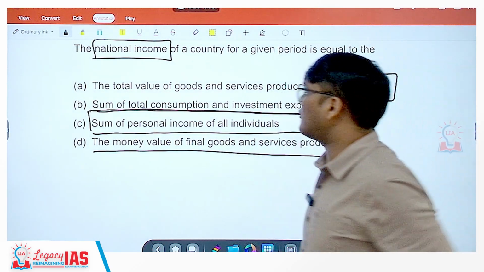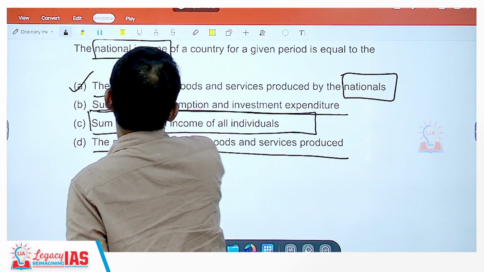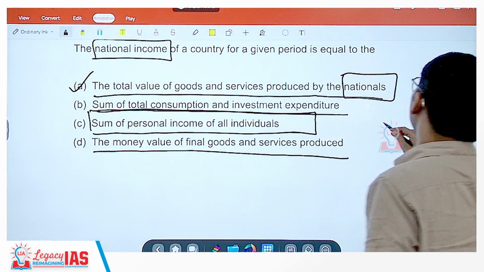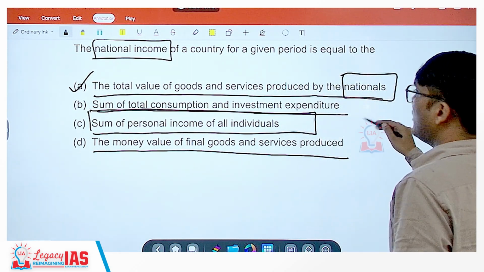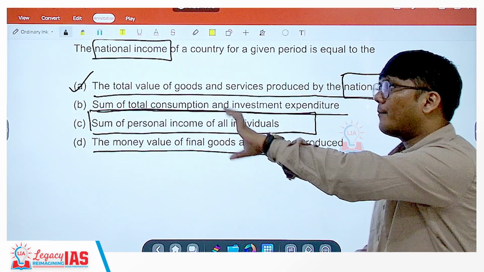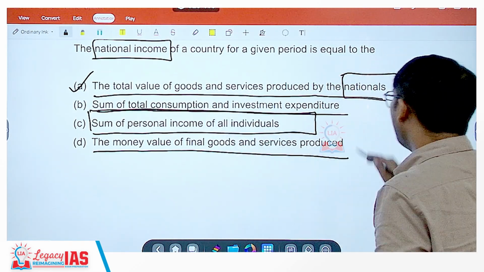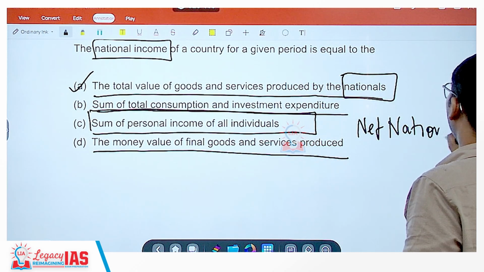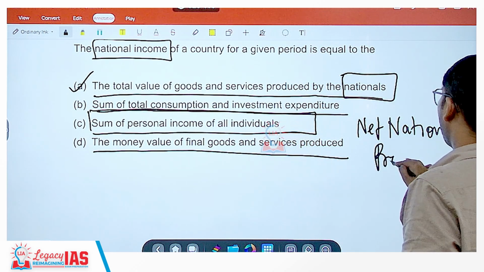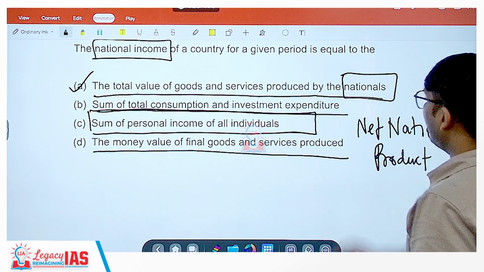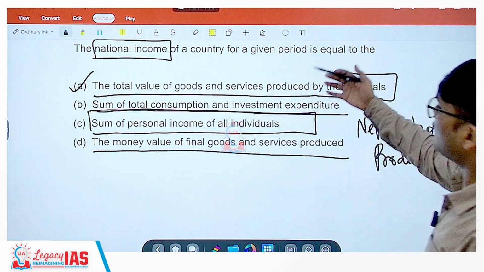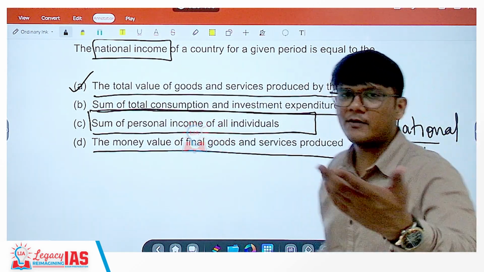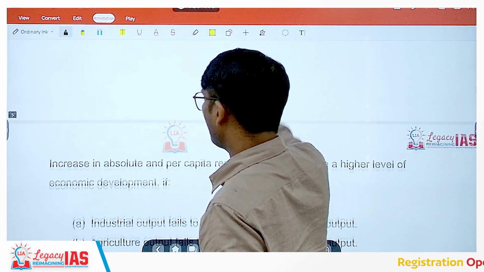So national income is what? The total value of the goods and services produced by the nationals. That means it is nothing but gross national income they are talking about, but national income in its purest form is the net national product. So what would be the net national product? The total value of goods and services produced by the nationals. That is your net national product. You will be subtracting the depreciation.